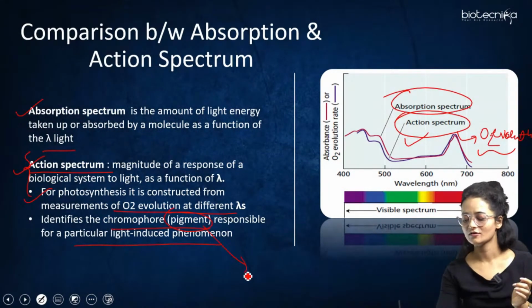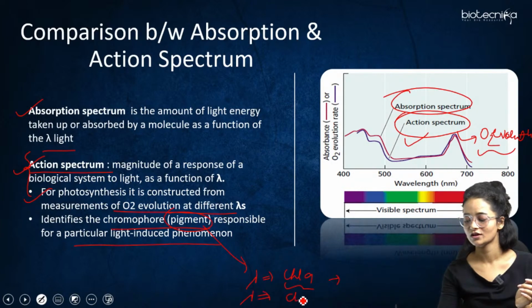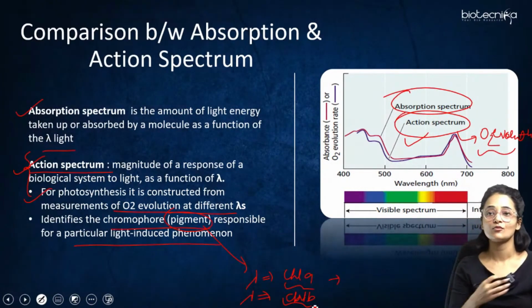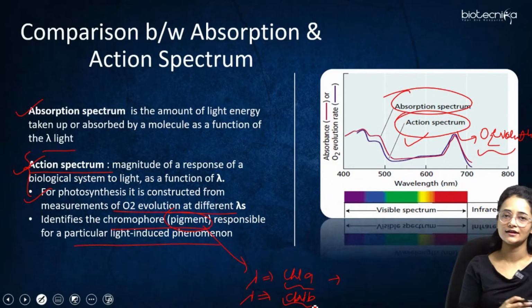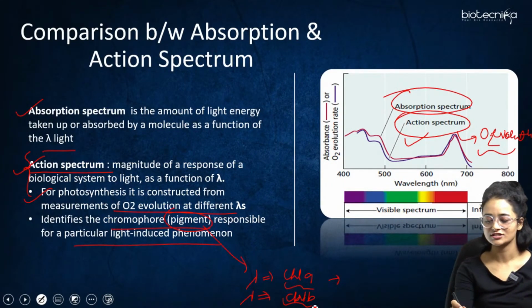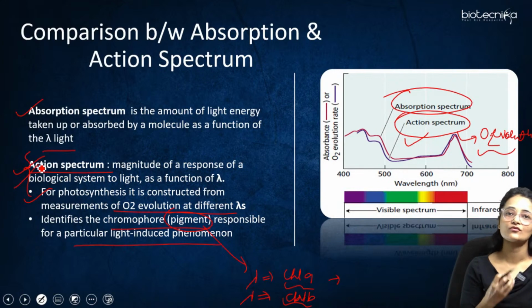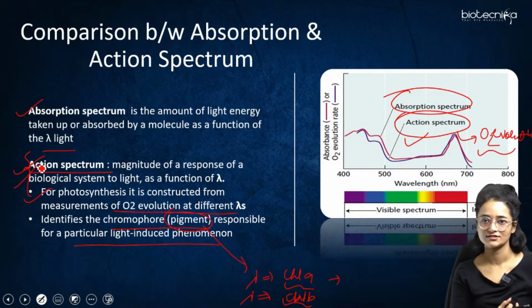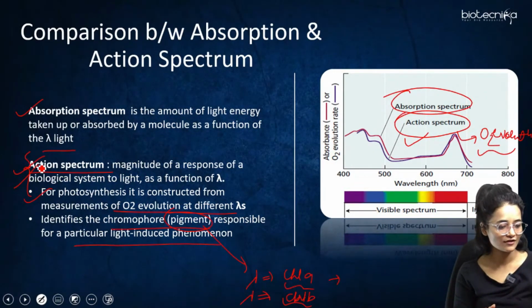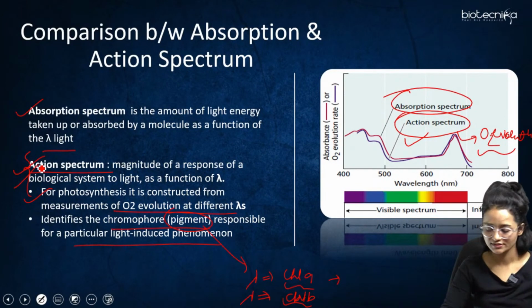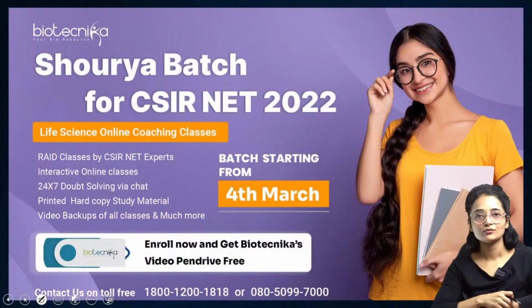So at what particular wavelength chlorophyll A absorbs light, or at what particular wavelength of light chlorophyll B absorbs light, or those accessory molecules absorb light, that is indicated by this action spectra, and it also tells the amount of oxygen that is being evolved during this process. So have you understood this much? Okay, Anupam says it's clear. Then we'll move further.